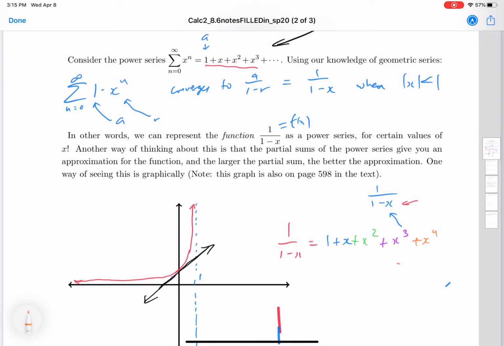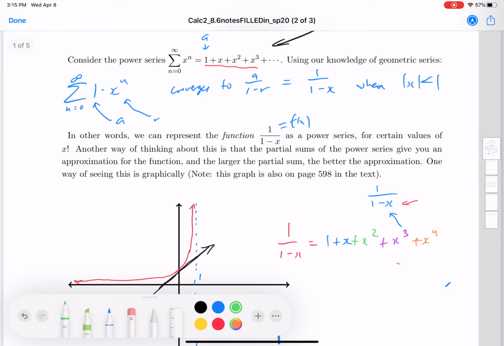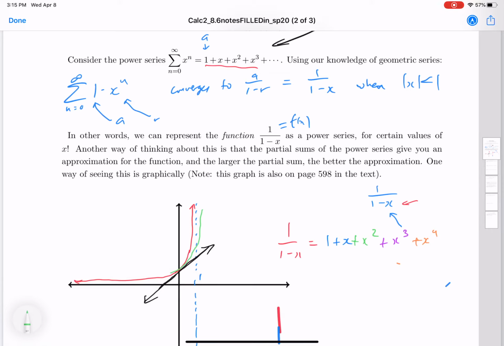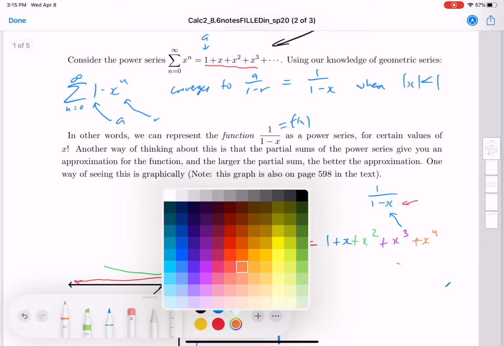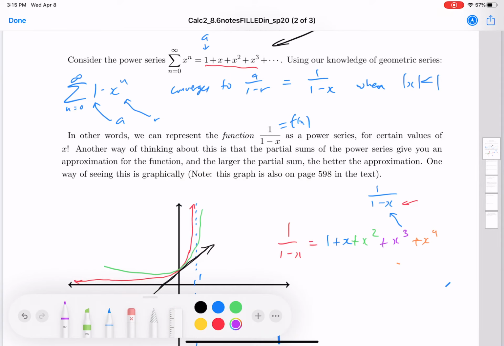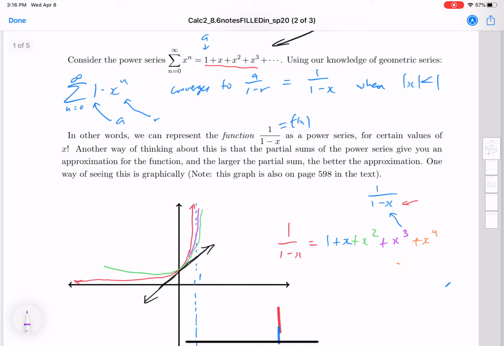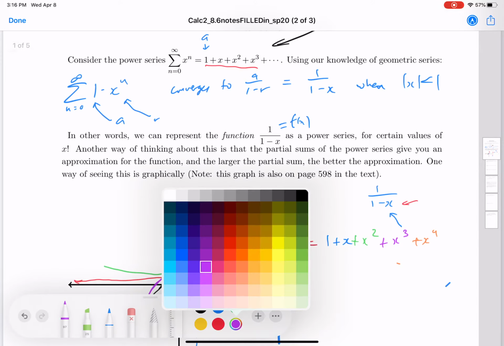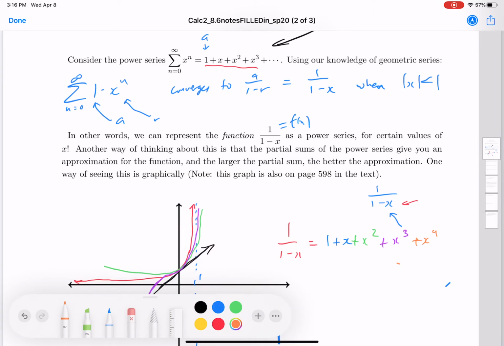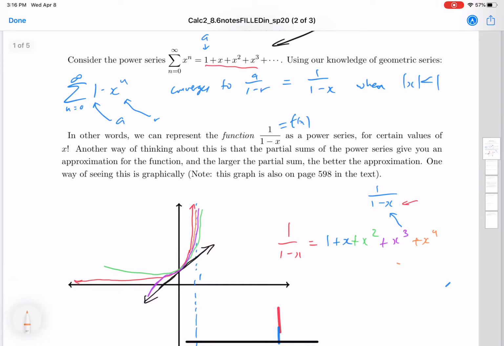I said the x squared, that was with the green. That one sort of looked like this. The x cubed, that was purple. And that one was a little better. It ends up going down at some point. And then the last one we had was the orange. And that one does an even better job of matching the red, but eventually it does shoot back up or something like that.